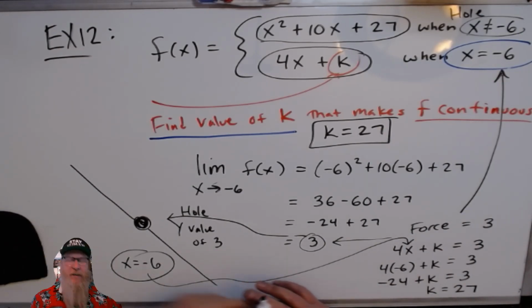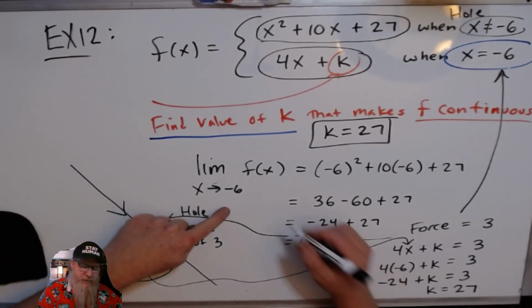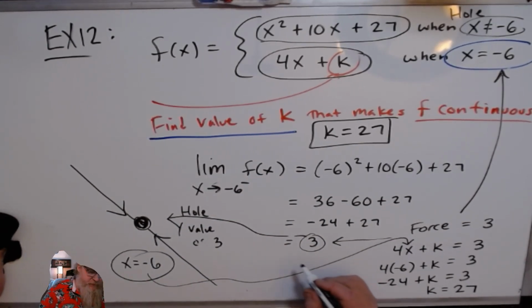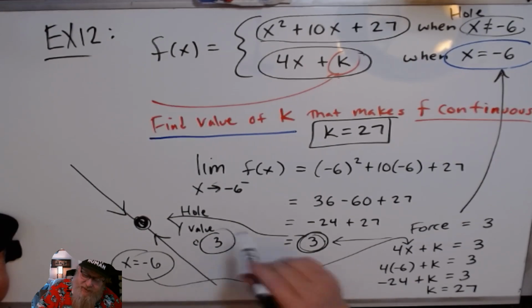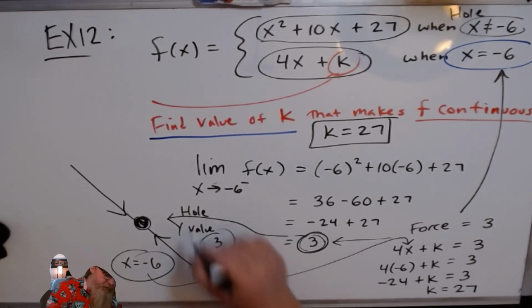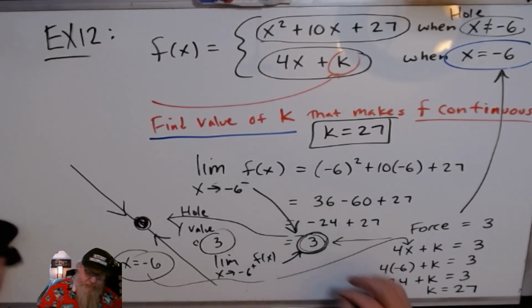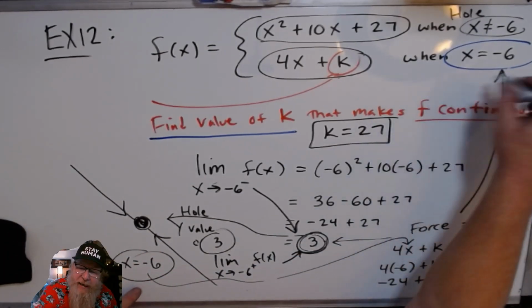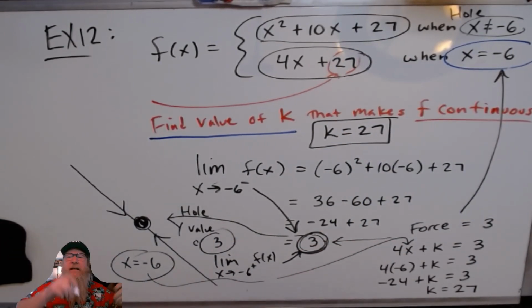All right. So the limit on the left, I forgot to say that, but I could say it now. The limit on the left as x approaches -6 is 3. Got to say it all the right way. The limit on the right as x approaches -6 is 3. So these limits agree with each other. They're both equal to 3. And then when you plug in -6, as long as this is equal to 27, then it will be continuous at that point.